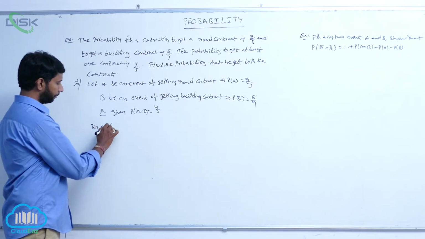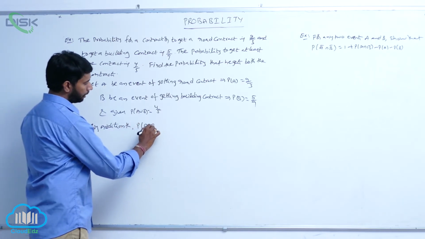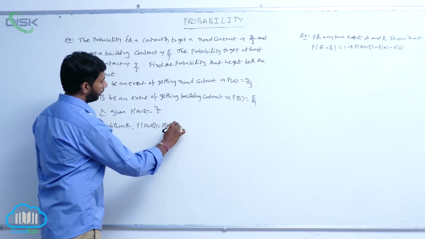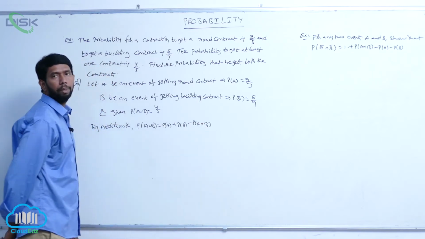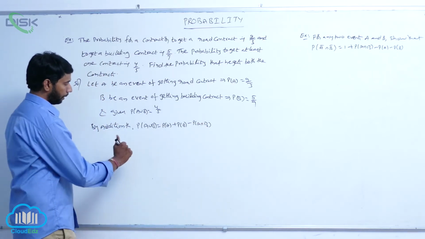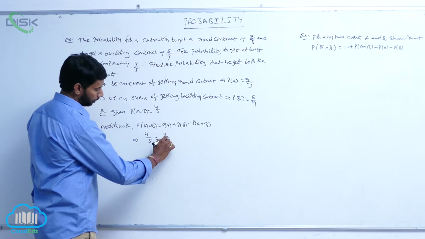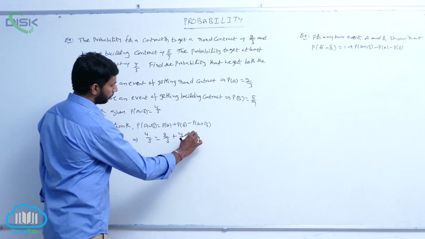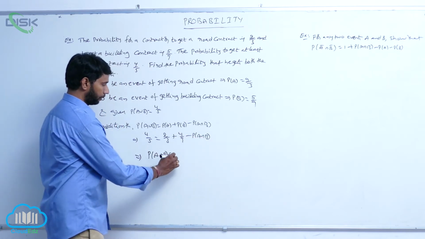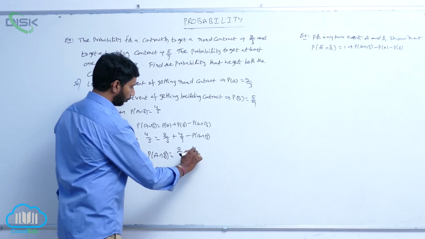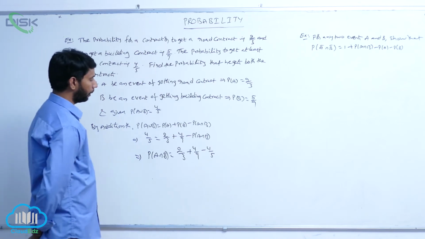By addition theorem, P of A union B is equal to P of A plus P of B minus P of A intersection B. Here P of A union B is equal to 4/5, so 4/5 is equal to 2/3 plus 5/9 minus P of A intersection B. P of A intersection B is equal to 2/3 plus 5/9 minus 4/5.